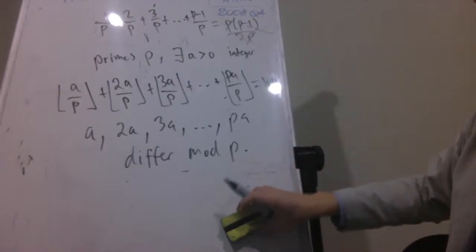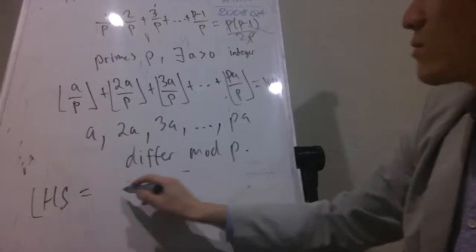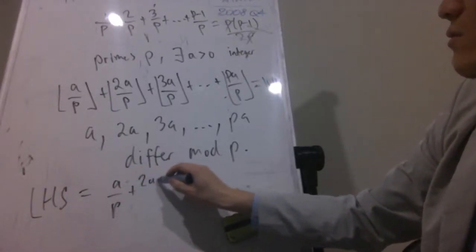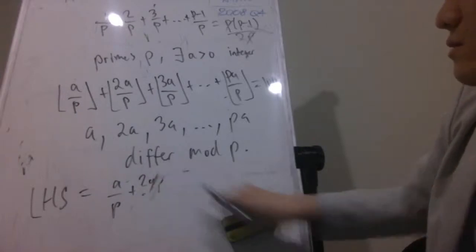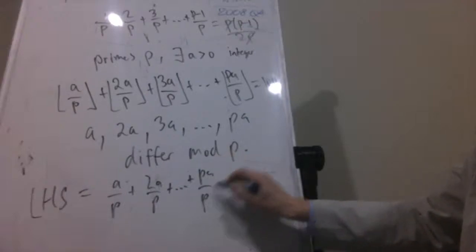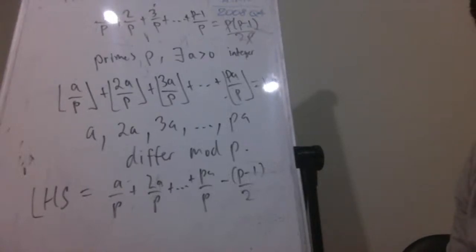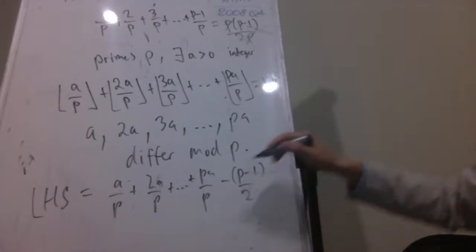So basically what I'm saying is this left-hand side is equal to a over p plus 2a over p plus up to pa over p, minus p minus 1 on 2. Yeah? And that's enough to solve the problem easily. But I think I should leave that for you to do, because you just set this to 100 and solve, right?